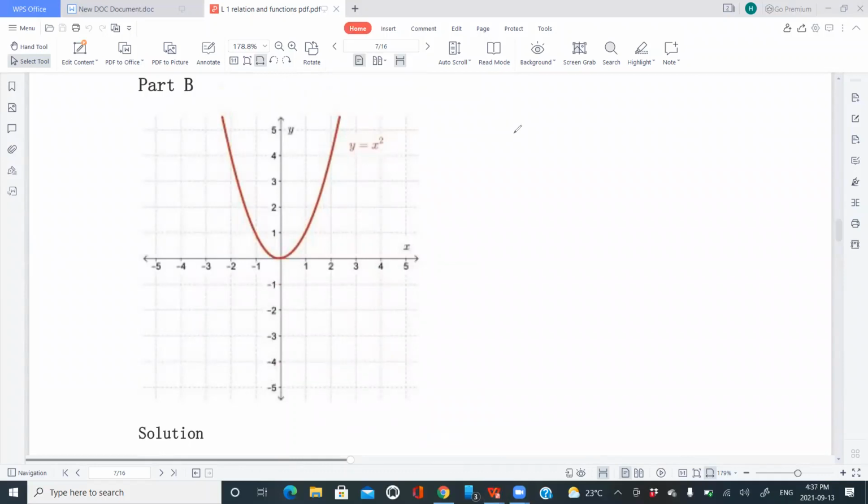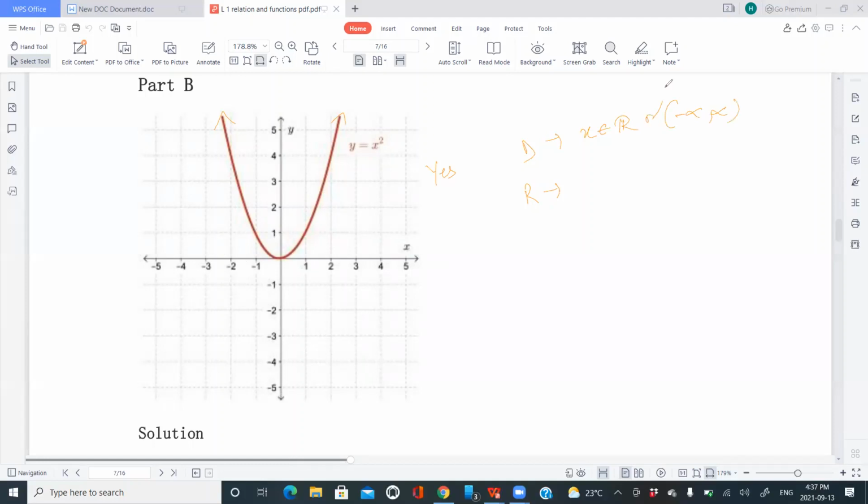Yes, it is a function. Good. And what about domain and range? For domain, I think it's the set of all real numbers. Yes, because this is extending, it will go all the way up. The whole line is going to cover from left as well as from right. So x belongs to all real numbers, or you can say from minus infinity to infinity, whatever you want to write.